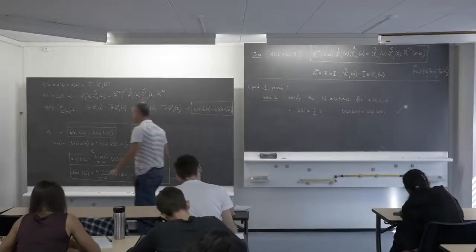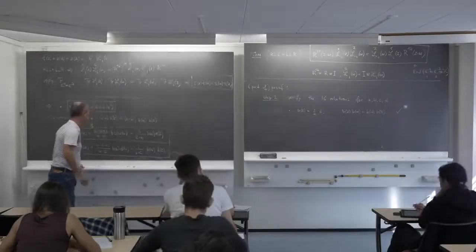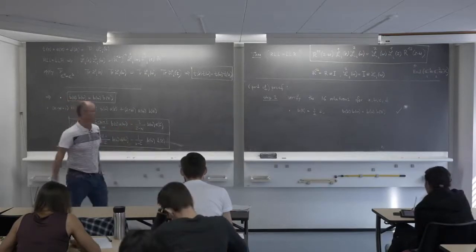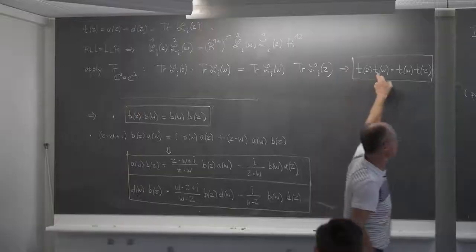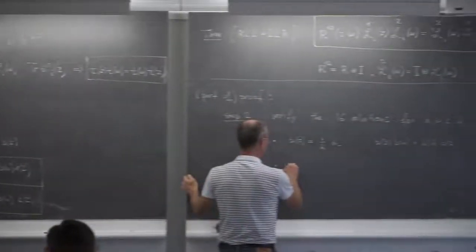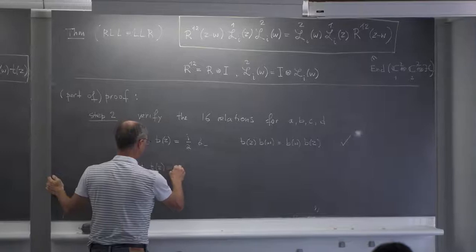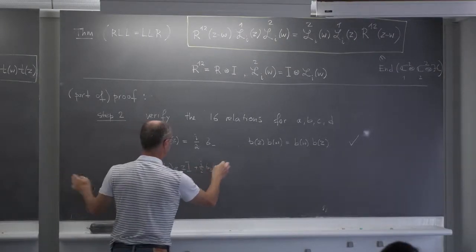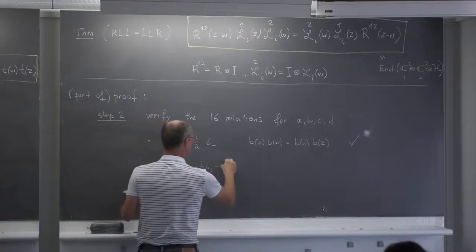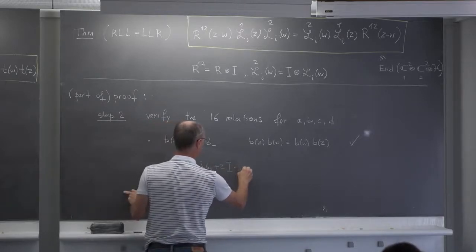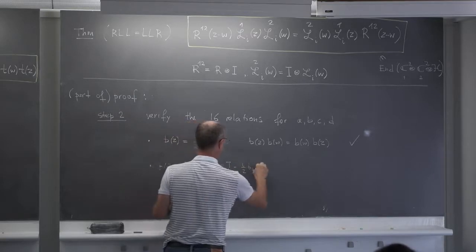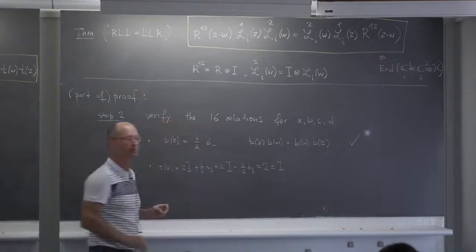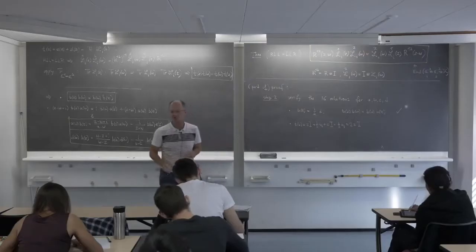Of course, it might be somewhat more interesting to verify those. So let's still see maybe this one. So what is T of Z? So this is Z times (1 plus i over 2 sigma 3) plus 0 times (1 minus i over 2 sigma 3). So this is simply 2Z times the unit matrix.